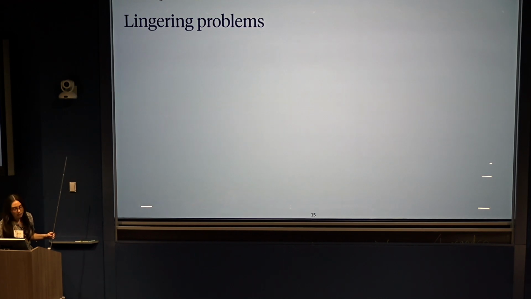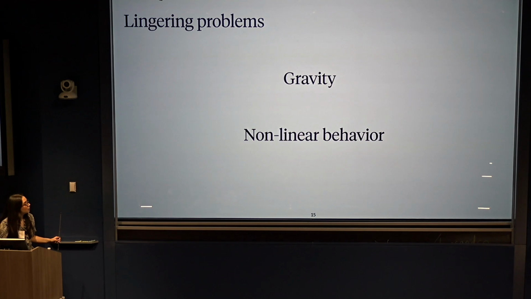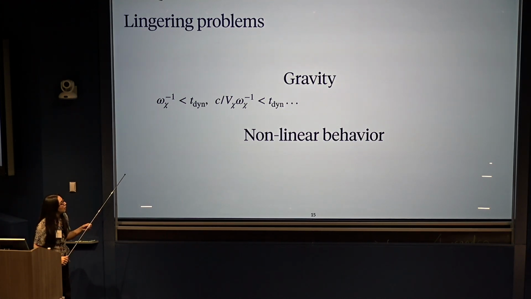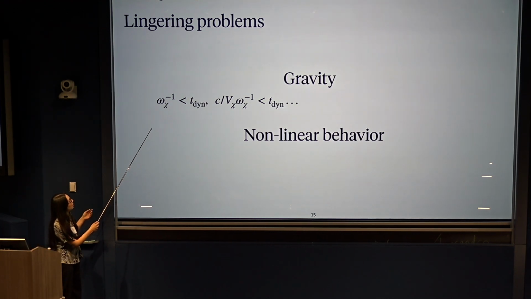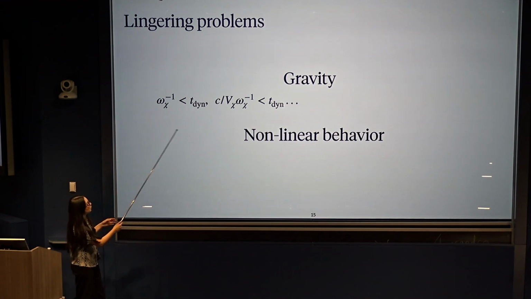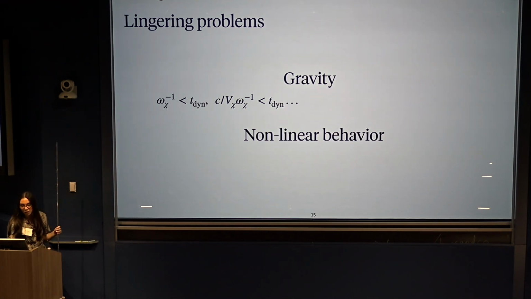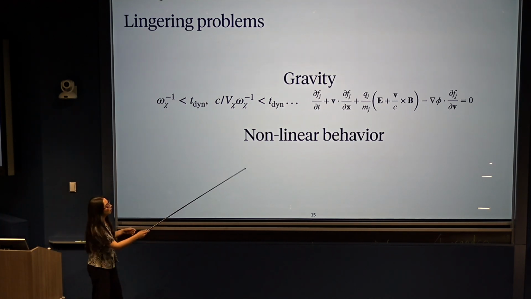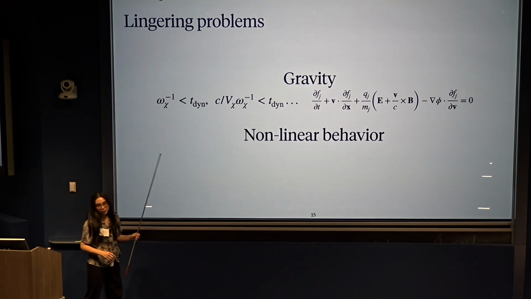Okay, so there are some lingering problems in my mind with this analysis. One is gravity, and the second is nonlinear behavior. Everything that I've done has been purely in the linear regime, so what happens in the nonlinear regime? For the gravity case, first order thoughts are to just limit the time for the instability to grow to be less than the dynamical time of the system that you're considering. This is for the two different types of instability that I've talked about. Or maybe you just include an extra term in the acceleration for the gravitational field.